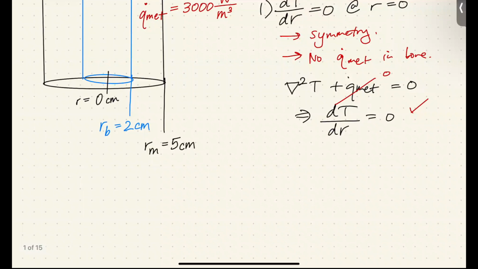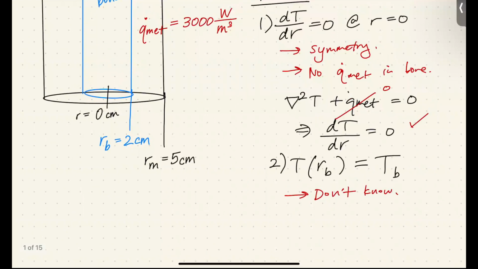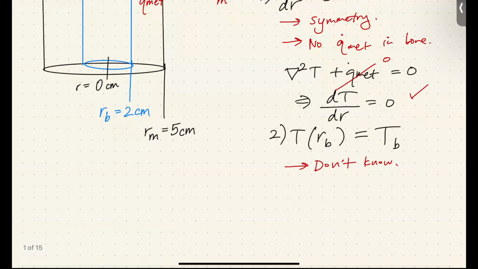Second, we also know that the temperature profile at the radius of the bone is going to be some temperature, and we're going to label that T_bone. We don't know that yet. But it's important to know, because that will allow us to solve for our next layer. We do need to know that this temperature exists.